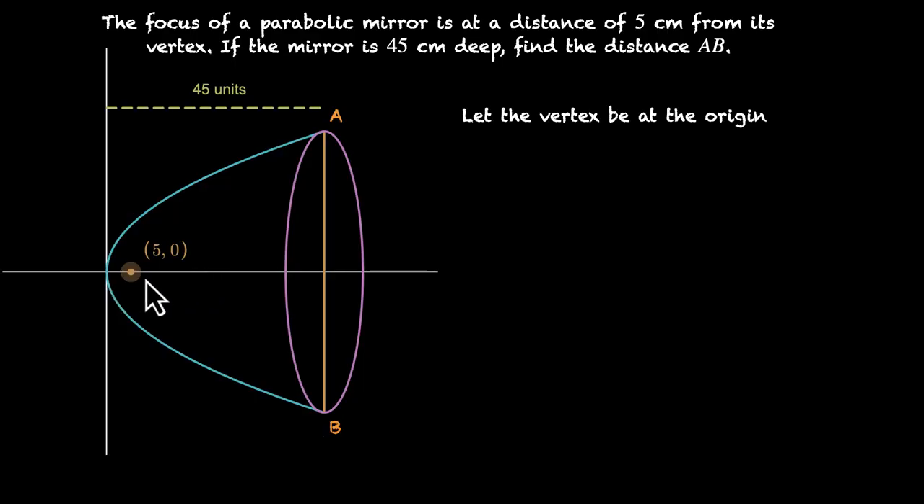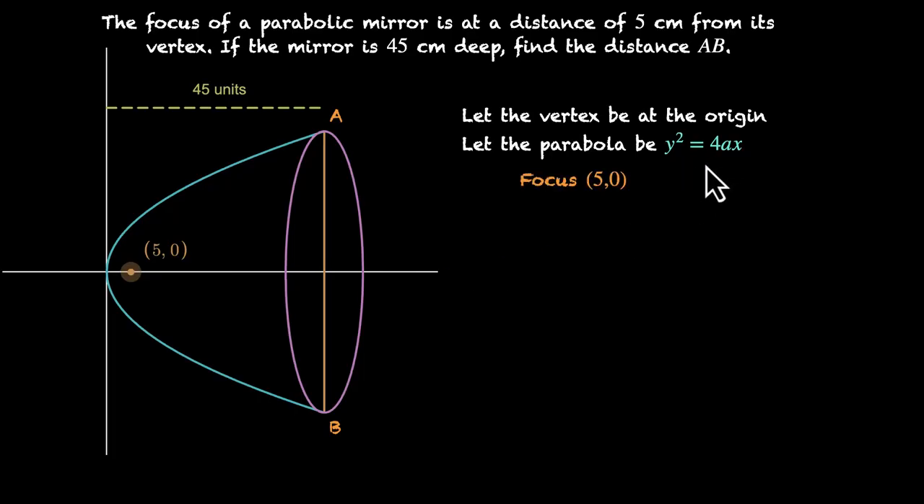If we do that, we can pinpoint the focus. It's at (5, 0) because it's at a distance of 5 units from the origin. So this is (5, 0). And we can also say that the equation of the parabola is y² = 4ax. Using (5, 0) as focus, we can figure out this value of a.